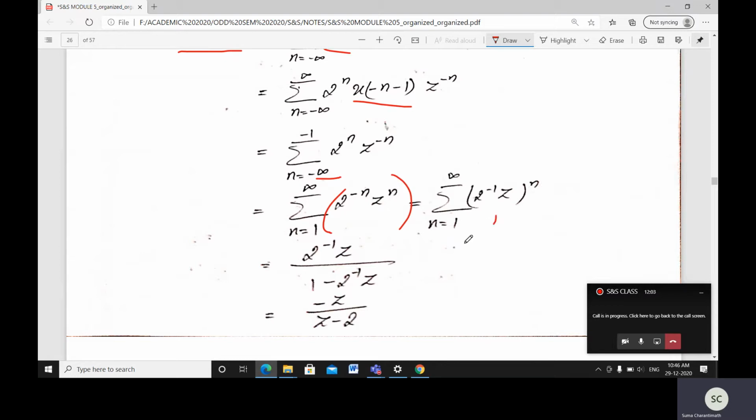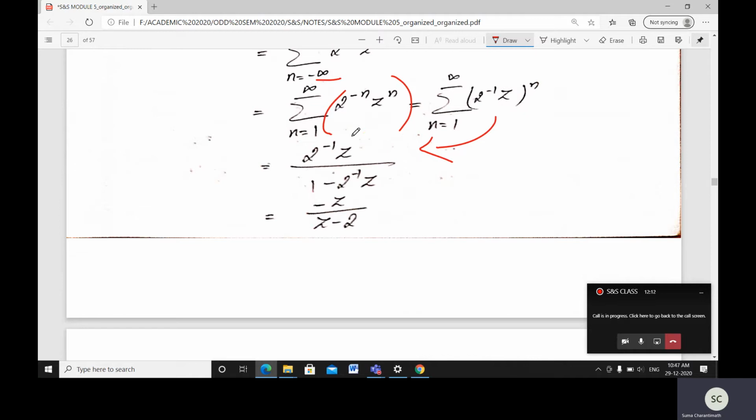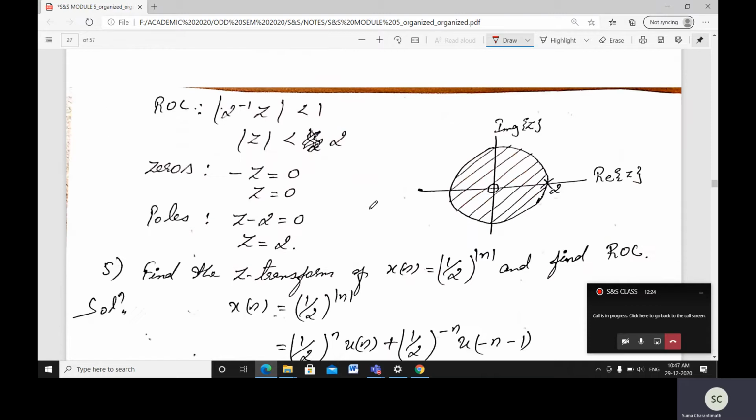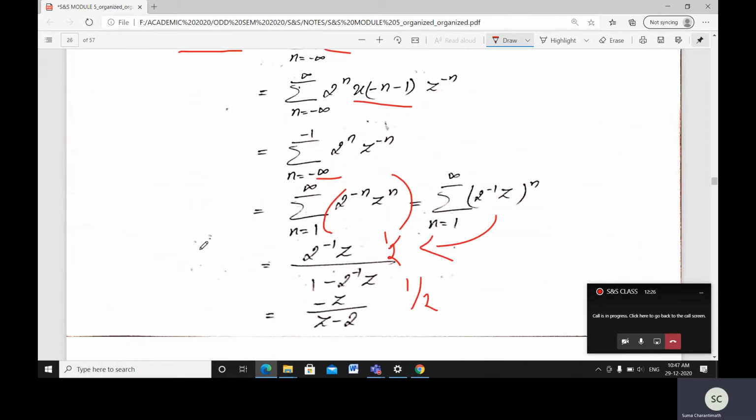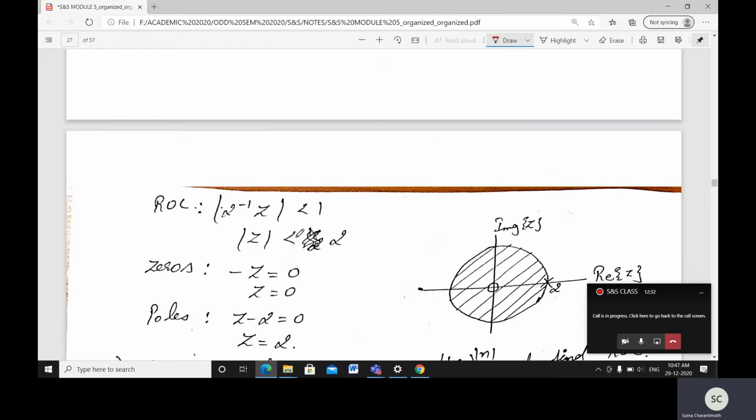By using the formula, you can substitute this as 2 raised to minus 1 z divided by 1 minus 2 raised to minus 1 into z. I can write 2 inverse as 1 by 2. Here also 1 by 2. Take the LCM and go for the simplification process. You will get minus z divided by z minus 2. From this, we have to take our region of convergence. That is, 2 inverse z is less than 1. Therefore, mod of z is less than 2. That means our circle has a radius of 2 and our region of convergence exists within the circle.